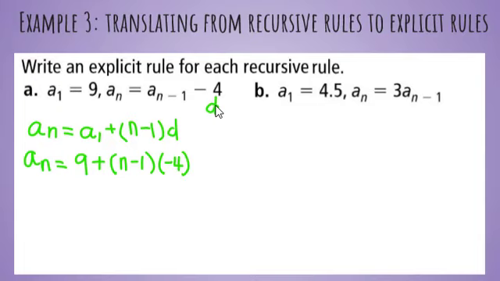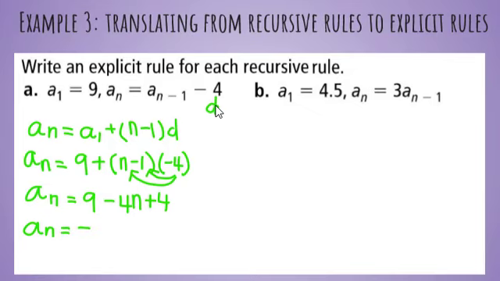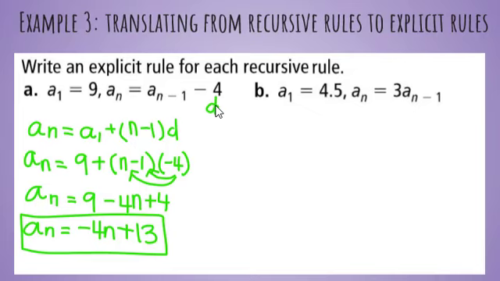A lot of you forgot about simplifying when we were doing this lesson in chapter 3. So from here, you need to distribute the -4. So we have a sub n equals 9 minus 4n plus 4. And then your 9 and your 4 are on the same side of the equal sign, so those are just combining like terms. 9 plus 4 gives you 13. So I'm going to bring down my plus 13. So a sub n equals -4n plus 13 is the explicit rule for this recursive rule.